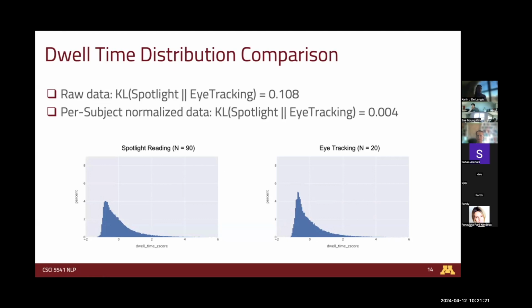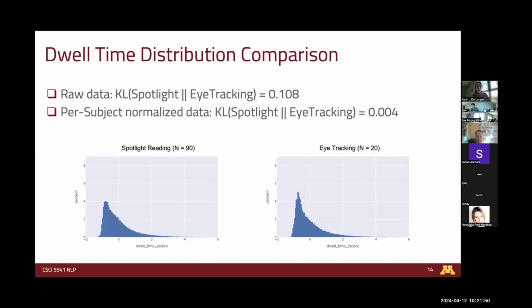So the first thing that we looked at to get a sense of the relationship between the data collected from both of these experiments is the overall distribution across all of the interest areas in the experiment, just what is the overall distribution for the dwell time data. So are people spending about the same amount of time reading each word in both experimental settings?